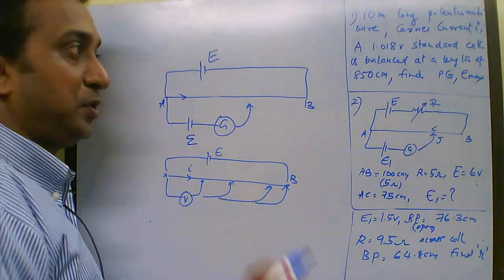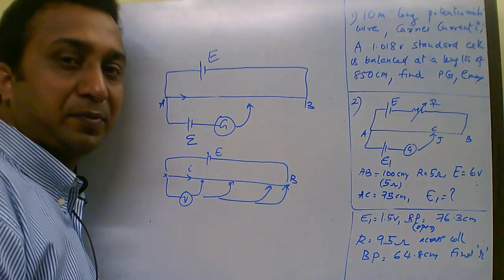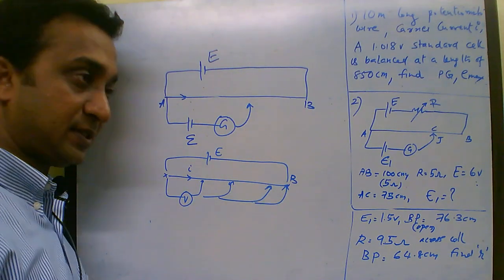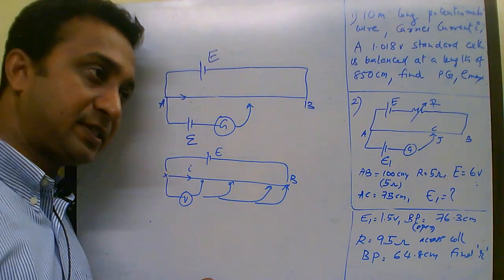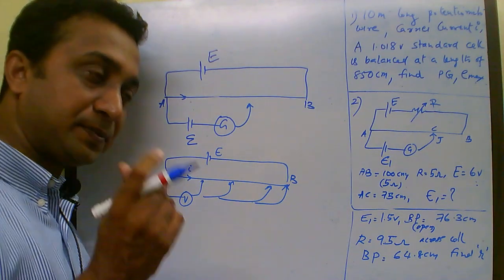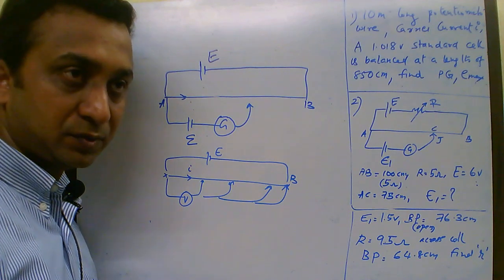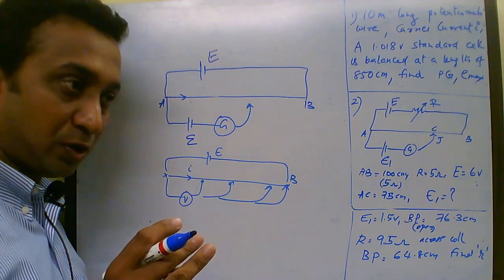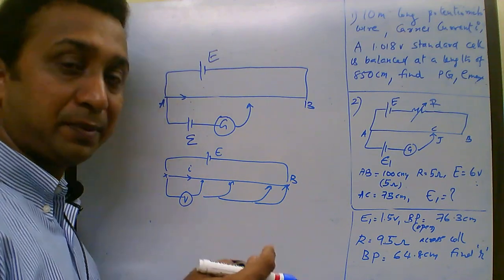Now let us do some numericals from this potentiometer part. Before going into the numericals, let's see what a potentiometer does. A potentiometer is a device to find the EMF of a cell, electromotive force. The same job is done by a voltmeter also, but the problem with the voltmeter is that it does not measure the EMF, rather it measures the terminal voltage.